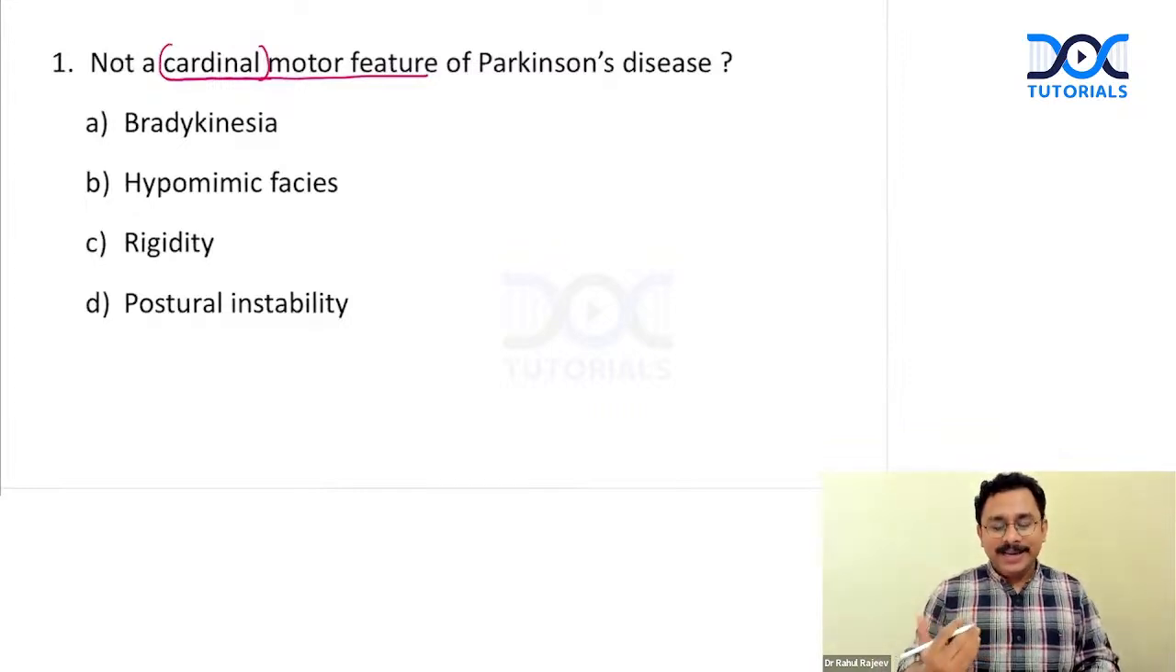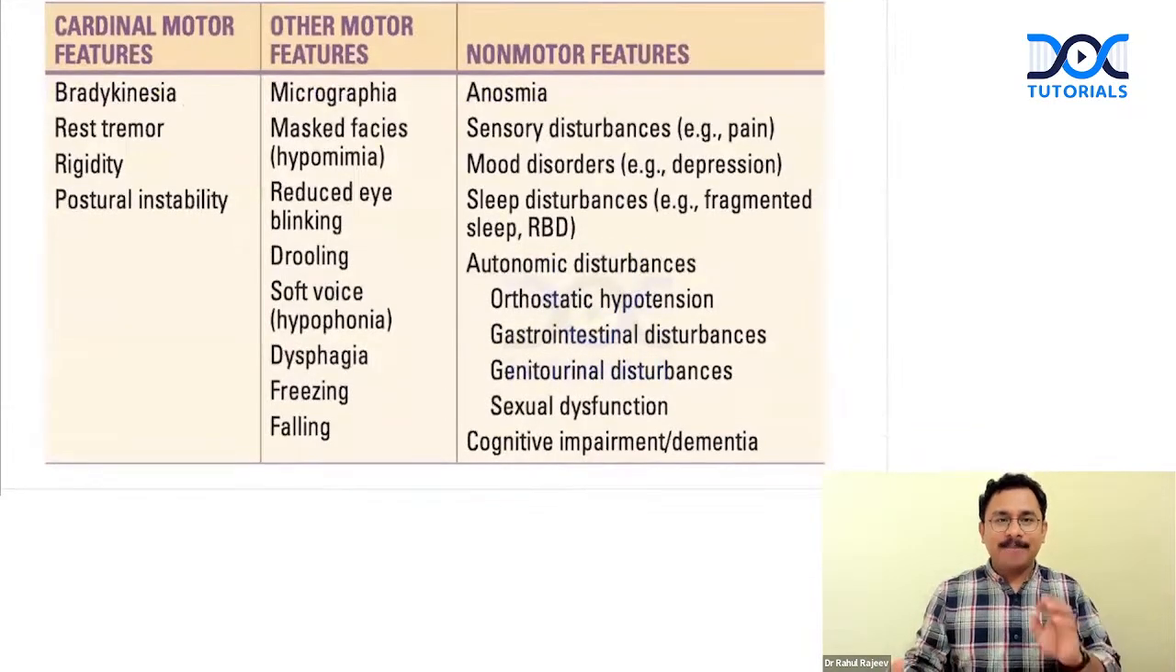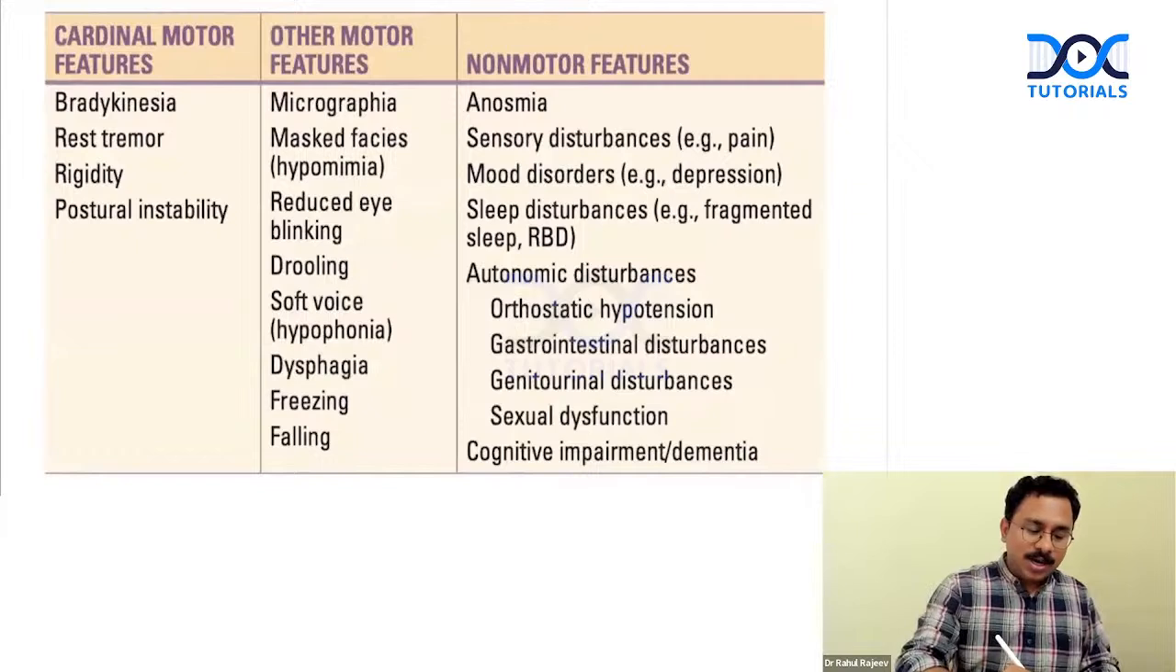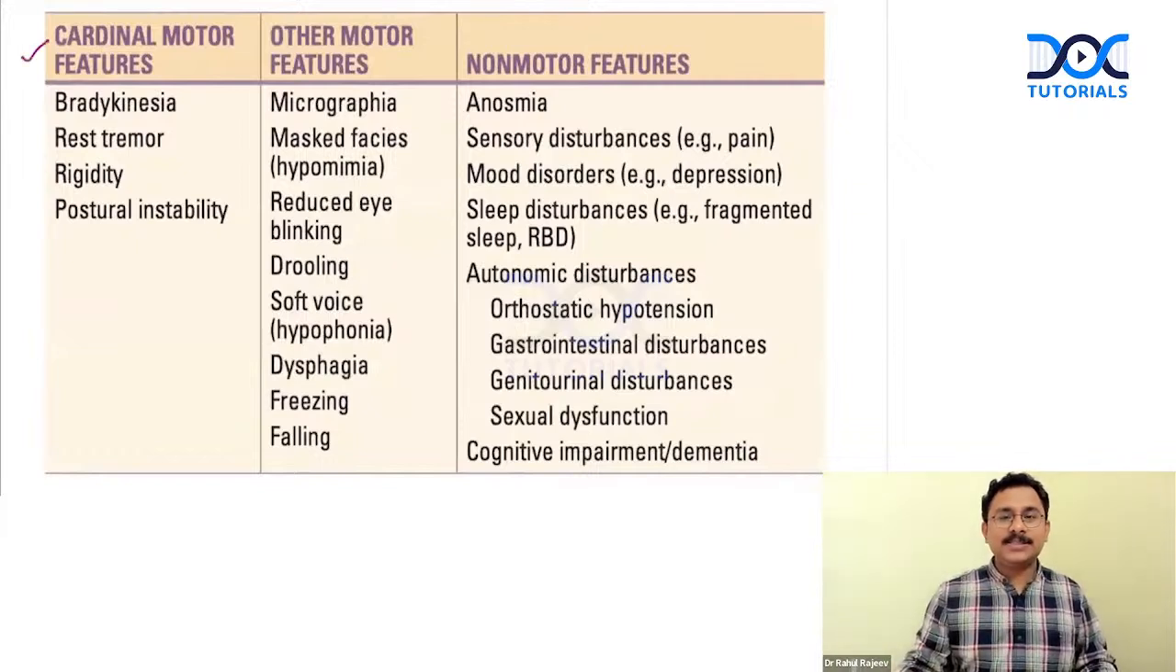So even in my lectures in the DocTutorials app, I have shown you this very important table on the clinical features of Parkinson's disease. Now, can you tell me in the chat box what are the cardinal motor features? Number 1, bradykinesia. Number 2, rest tremor. Number 3, rigidity. And number 4, postural instability. These are the cardinal motor features.